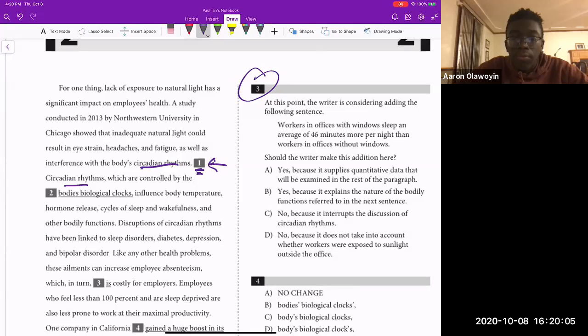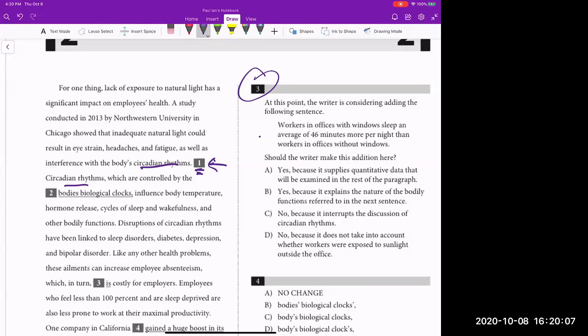Mm-hmm. So, and then what is this one talking about? Workers in offices with windows slept. There's nothing about the circadian rhythm, right? So it should be one of these guys. It can't be these ones. So let's look at which one. C says no because it interrupts the discussion of the circadian rhythms. Yeah, this sounds like it's the right one.